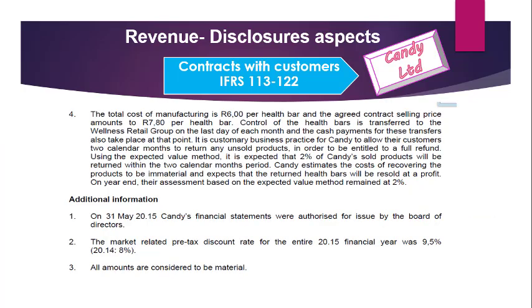Then more information in the question tells you that the cost to manufacture is 6 Rand per health bar and the selling price is 7 Rand 80 per health bar. Candy Limited allows for the products to be returned within the first 2 months of purchase for a full refund. So again, this is qualitative information. It creates an expectation in the customers, so the entity needs to account for this possibility. And as discussed in previous slides, this is the detail that will surround the qualitative disclosure regarding uncertainties.